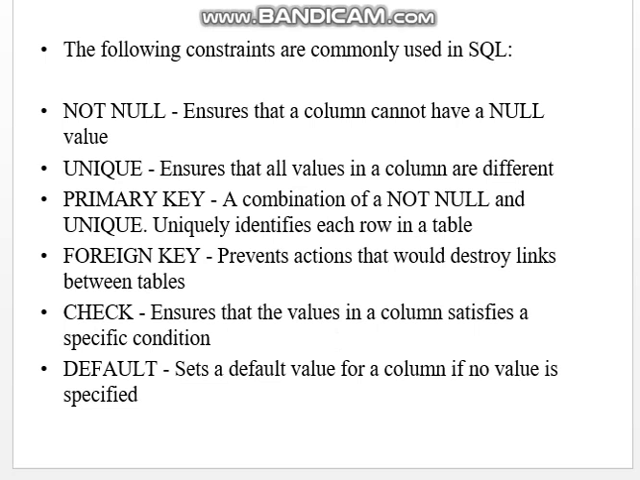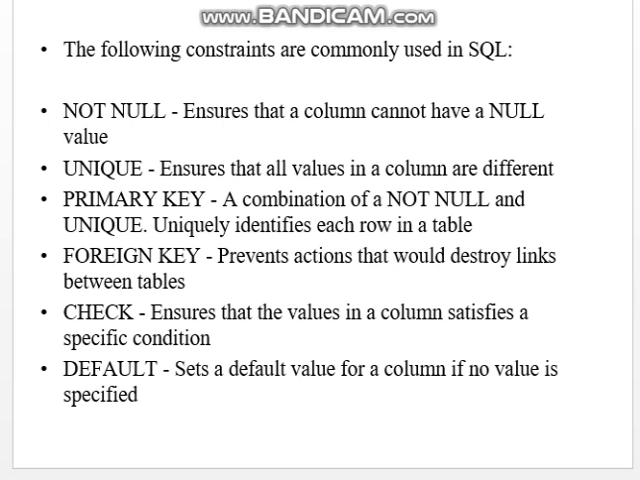Number one is not null. The not null constraint ensures that the column cannot have a null value. For example, if you have one specific column and you want the user to always put some value in that particular column, you can specify a not null constraint.